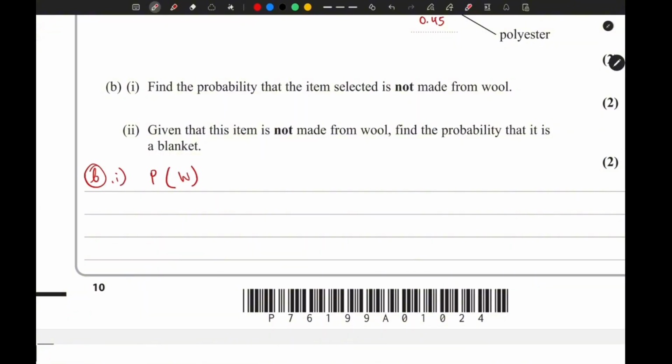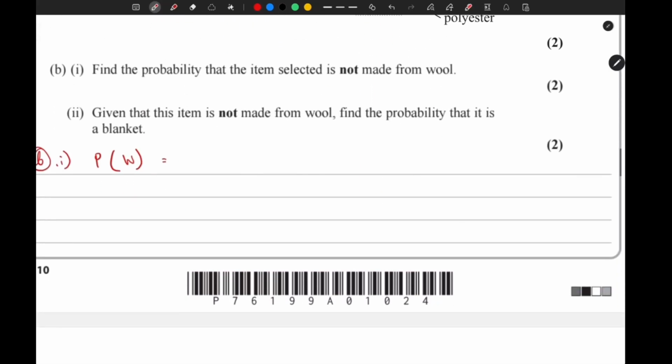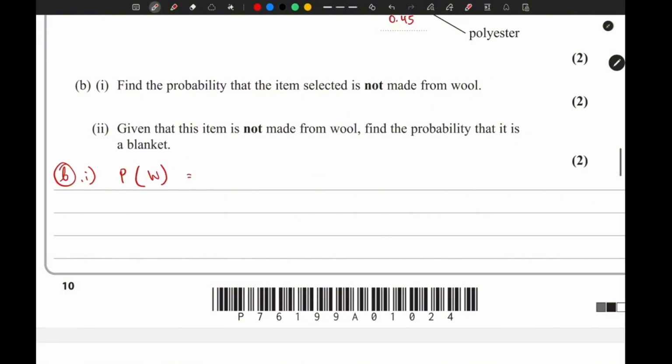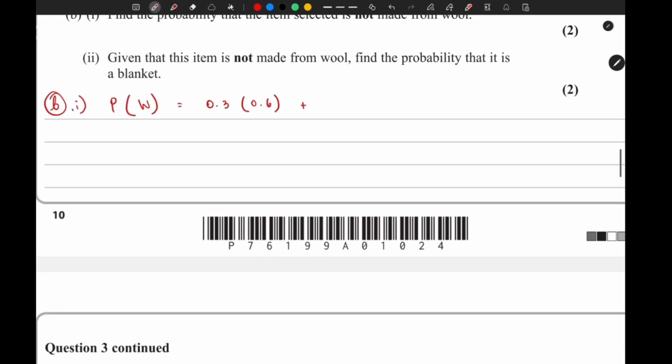So the probability of W will be equal to rug and wool, which is 0.3 times 0.6, plus 0.7 times 0.35. So this is equal to about 0.425.